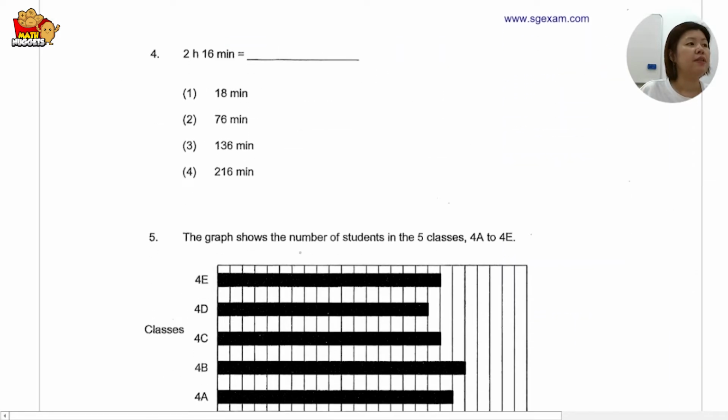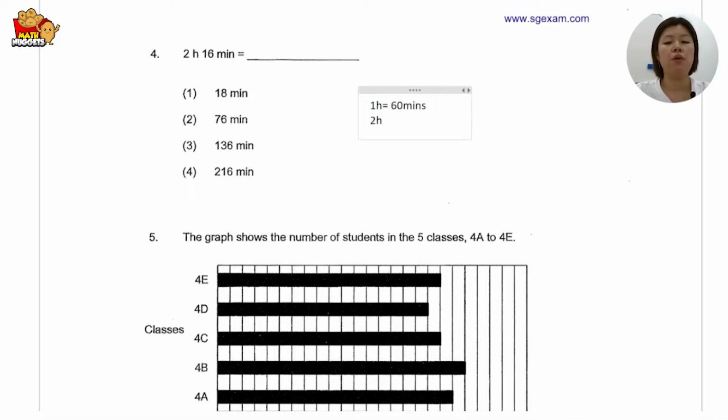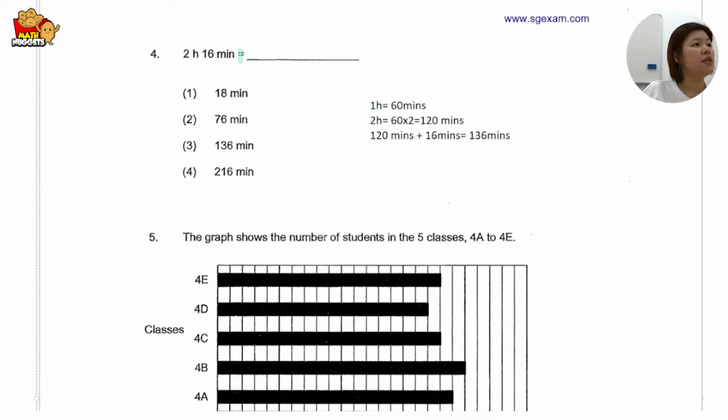Okay, let's move on. Time now is 2 hours 16 minutes. So 1 hour is actually equal to 60 minutes. And if it's 2 hours, it will be 60 times 2. It will give you 120 minutes. And since I have a remaining 16 minutes, so 120 minutes plus 16 minutes, it will give me 136 minutes. Answer is 3.